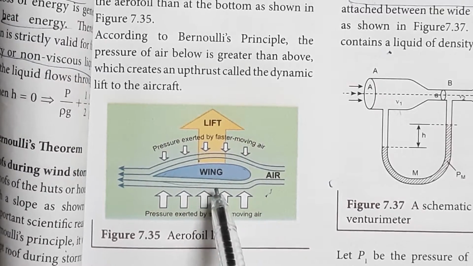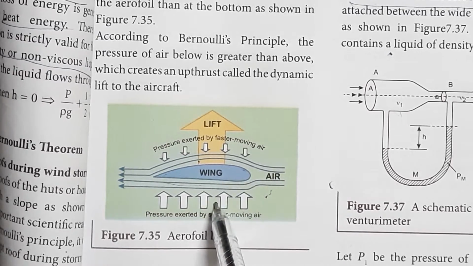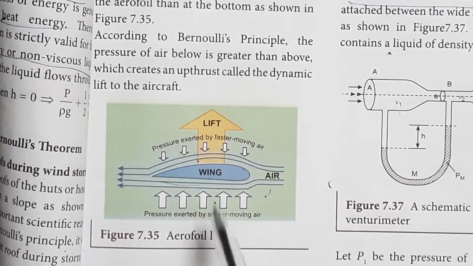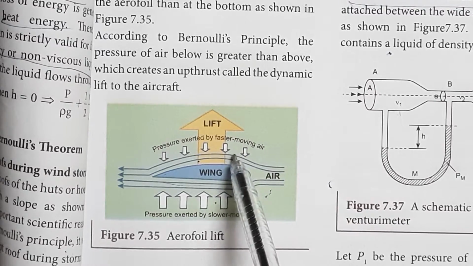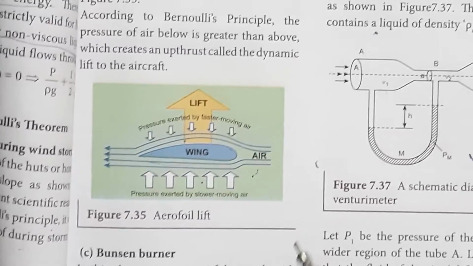According to Bernoulli's principle, what will happen? The pressure of air below is greater than above, because here the velocity is more, so the pressure is less; here the velocity is less, so the pressure is high. So it creates an upward force, upthrust, called the dynamic lift, on the aircraft.